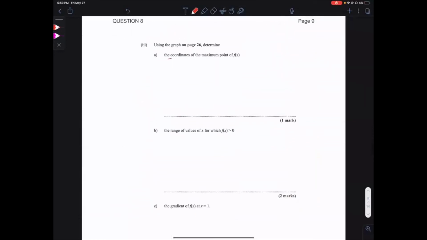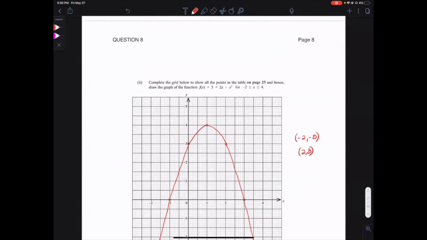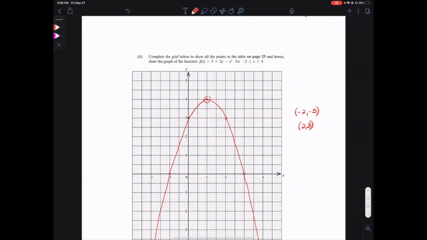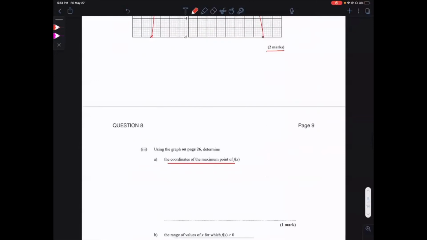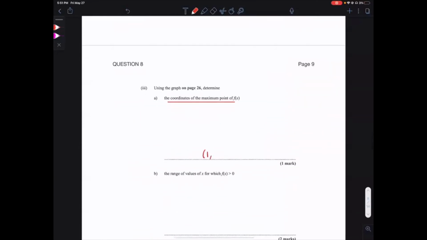State the coordinates of the maximum point. So they want the X and the Y. So the maximum point is this turning point here. So the X value here is 1, and the Y value here is 4. Do you all see that? Yes, miss. X is 1, Y is 4. So the maximum point is 1, 4.